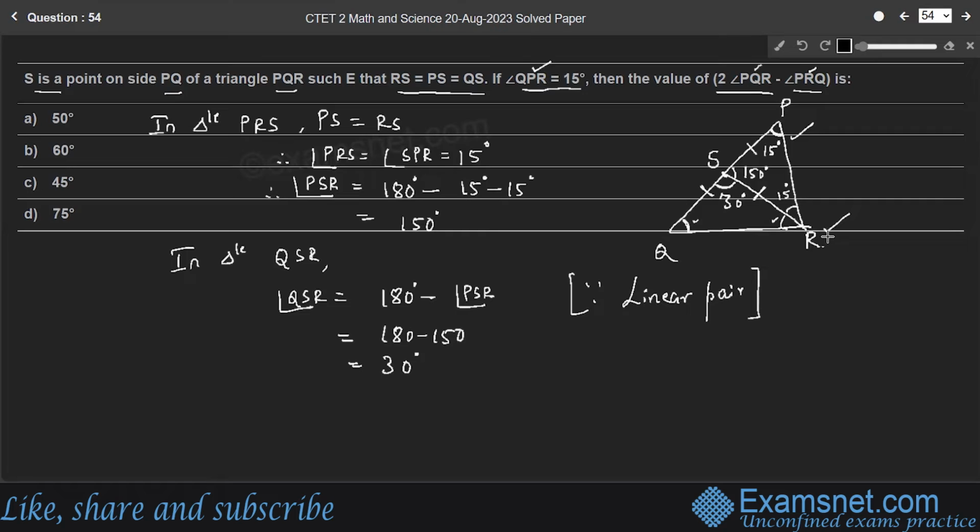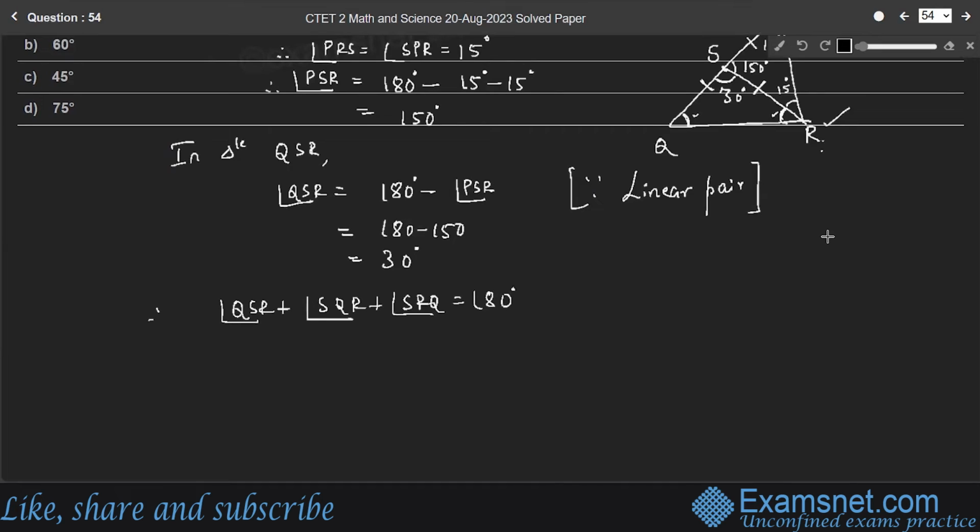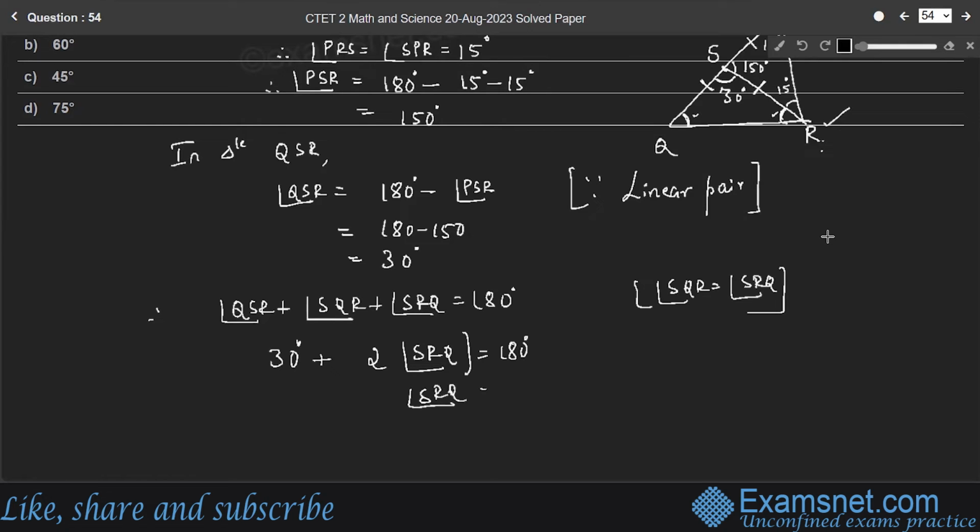So the remaining two angles are equal, right? Therefore, we take the sum of the three angles: QSR plus SQR plus SRQ is equal to 180 degrees in the triangle. Since SQR is equal to SRQ, we need SRQ to find whole angle R, and we need SQR also, the whole angle Q. Therefore, QSR is 30 degrees plus 2 times SRQ is 180 degrees. Therefore, angle SRQ is 180 minus 30, which is 150, divided by 2, which is 75 degrees. So SRQ is 75 degrees, which is equal to SQR, 75 degrees.